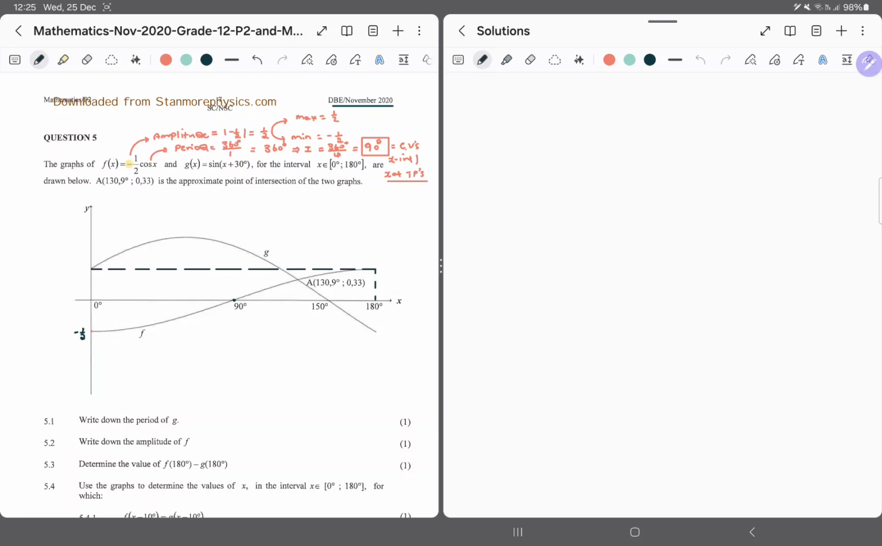All right, okay. Now let's move on to the next graph. So we've got the graph of g.